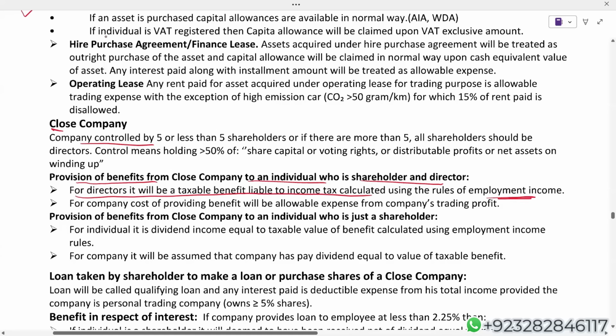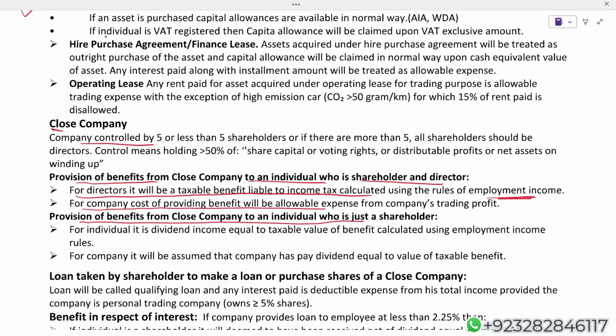So if you are a shareholder as well as a director of a closed company and you're getting any benefit, like a car or accommodation, normally we'll apply employment income rules and we'll get the taxable benefit. For companies, the cost of providing the benefit will be an allowable expense. We know that. Now, provision of a benefit from a closed company to an individual who is just a shareholder.